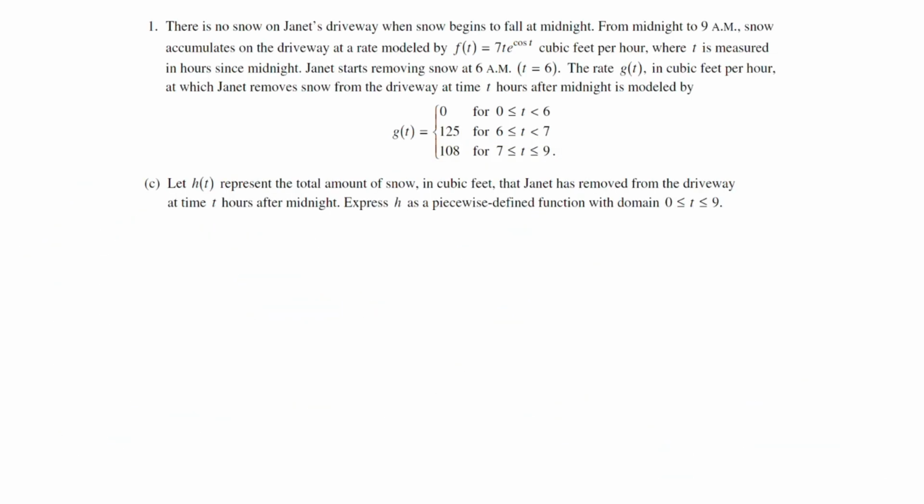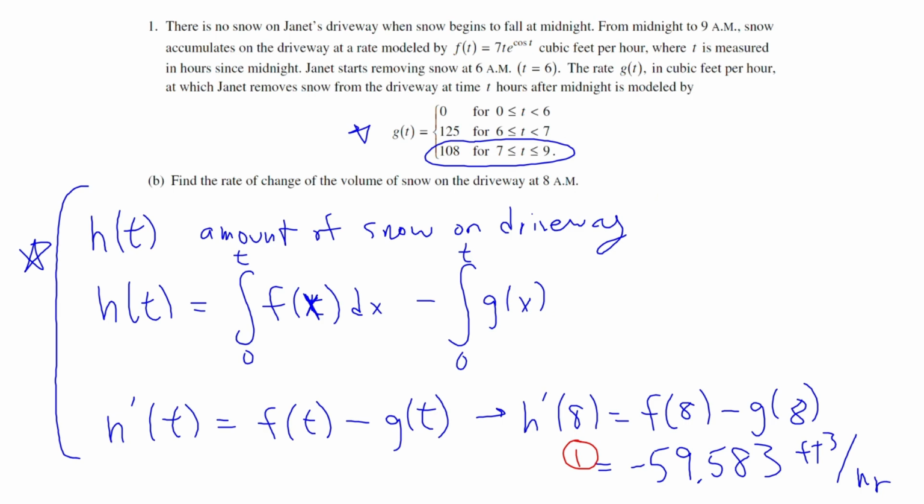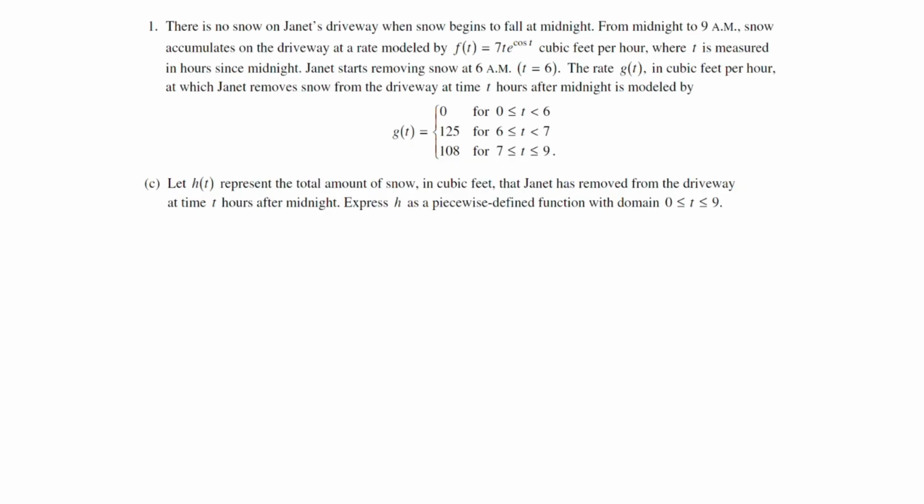In part C, they said let h of t represent the total amount of snow that Janet has removed from the driveway at time t hours after midnight. We want to express h as a piecewise function defined with domain 0 to 9. So I guess we maybe shouldn't have called the last one h. We'll just call it h sub 1, that way we don't have the same function again. Not that it really matters. So we know that we need to find the function h of t, that's the total amount of snow she's removed.